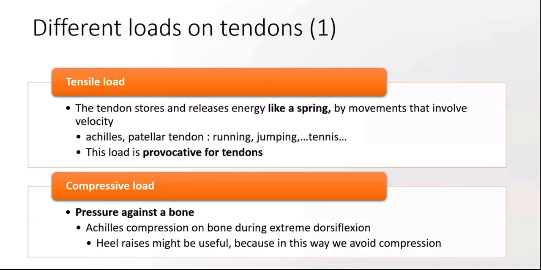But what is super important for us to know about tendinopathy is more specifically the different loads which act on a tendon. The first load we're going to describe is the tensile load. And what is the tensile load? The tendon stores and releases energy just like a spring by movements that involve some velocity. As an example, Achilles tendon, patellar tendon, during running, jumping, a tennis game. So this kind of load is very provocative for tendons.